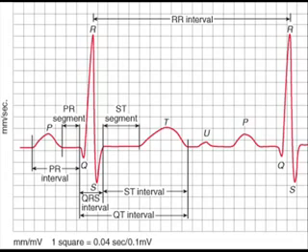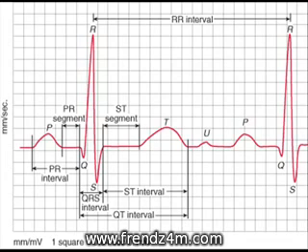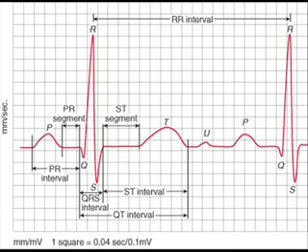ST segment is the linear interval between the end of S wave and the beginning of the T wave, whereas ST interval is the interval between the end of S and the end of T. QT interval is the interval between Q and the end of T, and QRS, you can see that is the interval between Q and S.